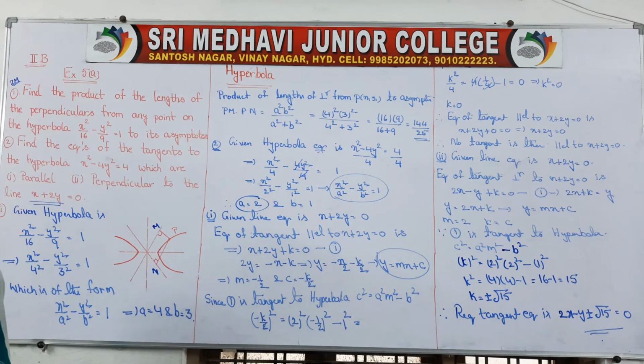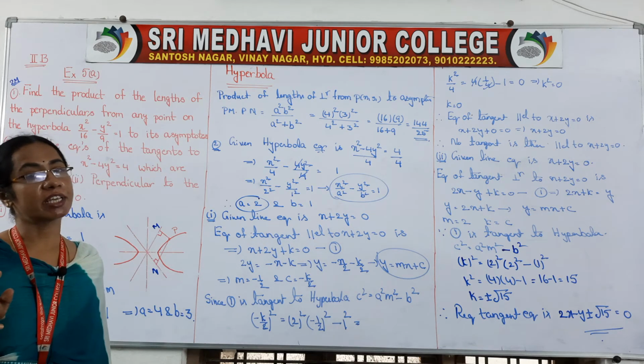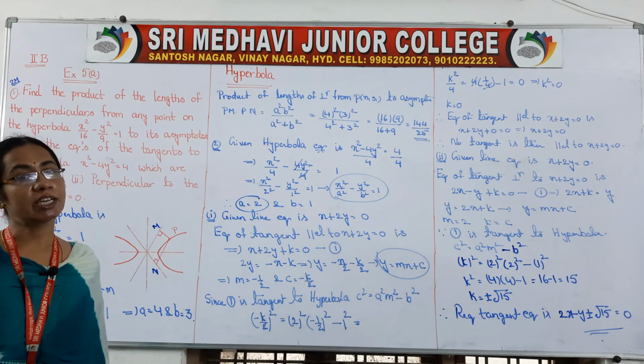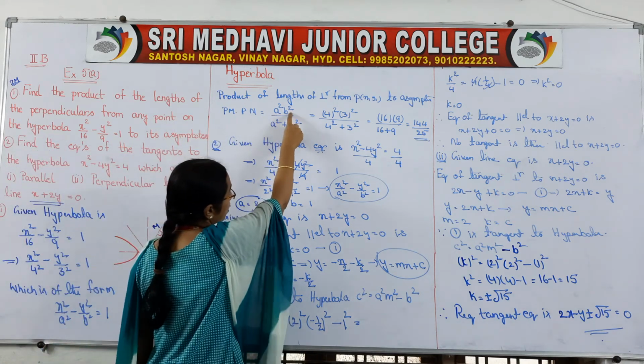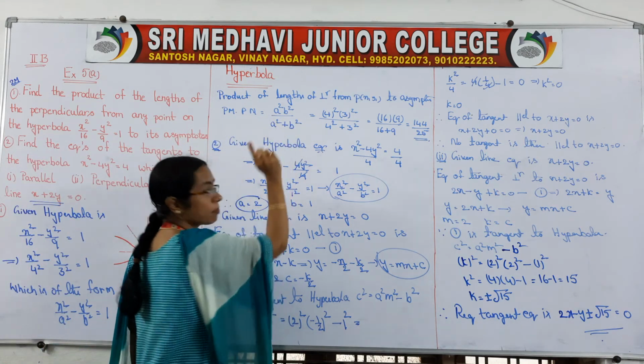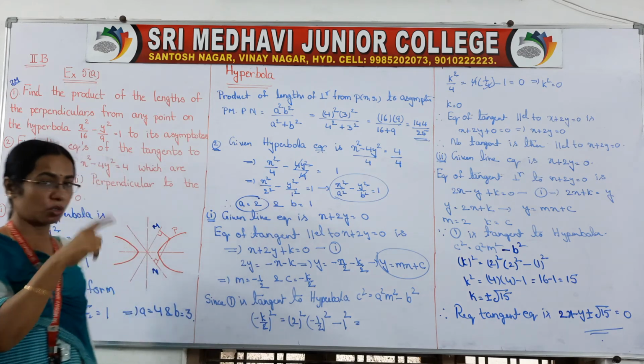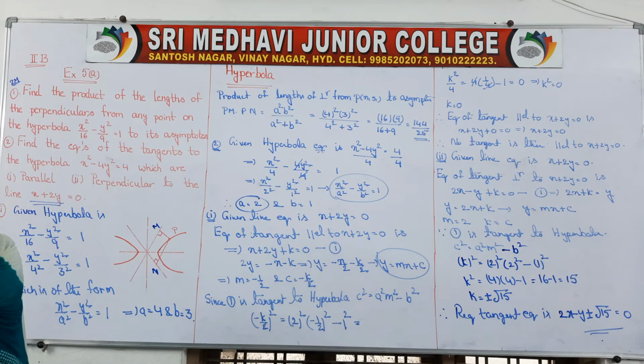Already in one problem, in a 4 marks problem, we derived that the product of the lengths of the perpendiculars is equal to the formula a square into b square by a square plus b square. That means to get the product of the lengths of the perpendiculars, we need the a and b values.